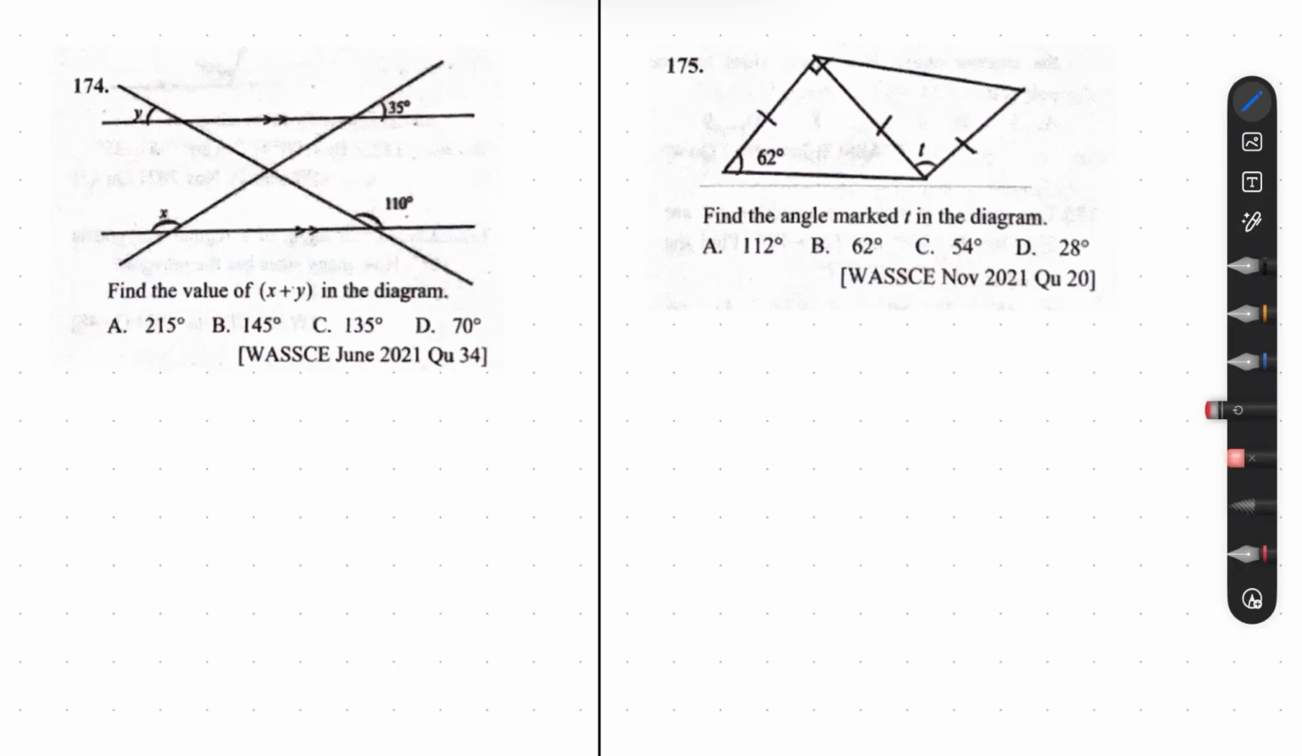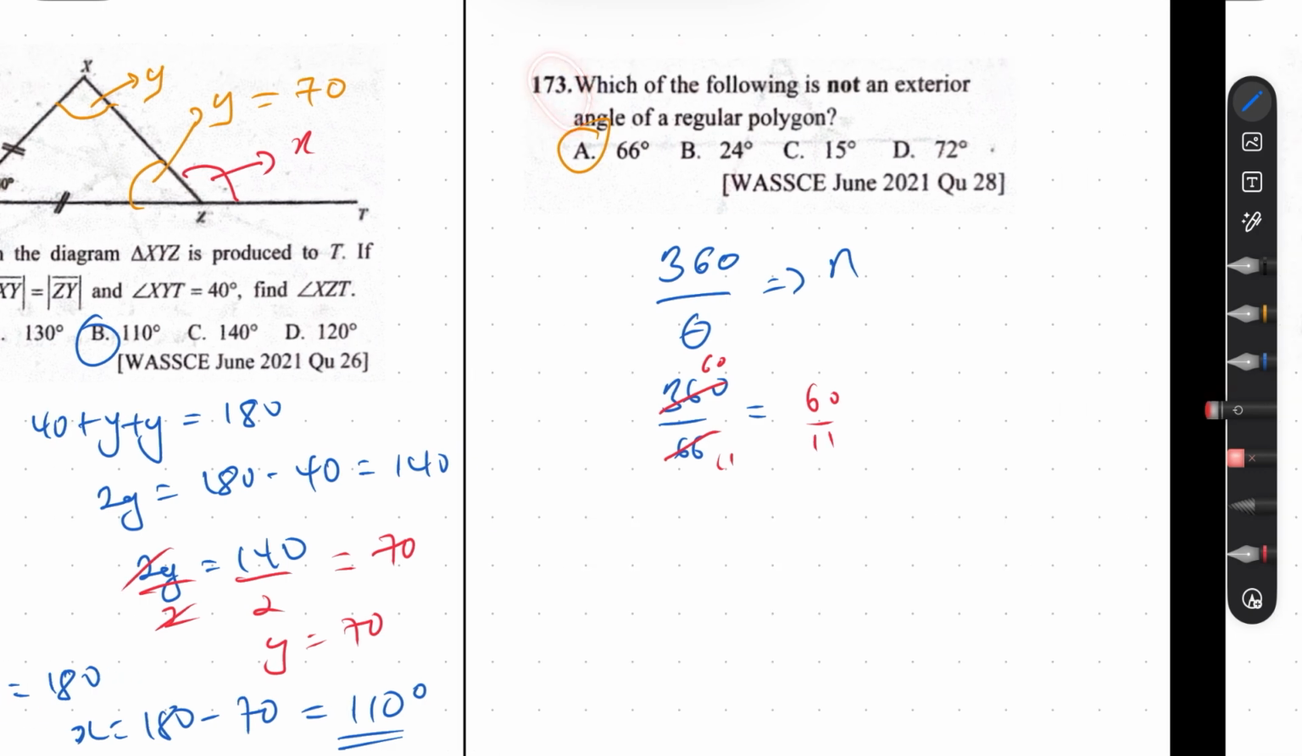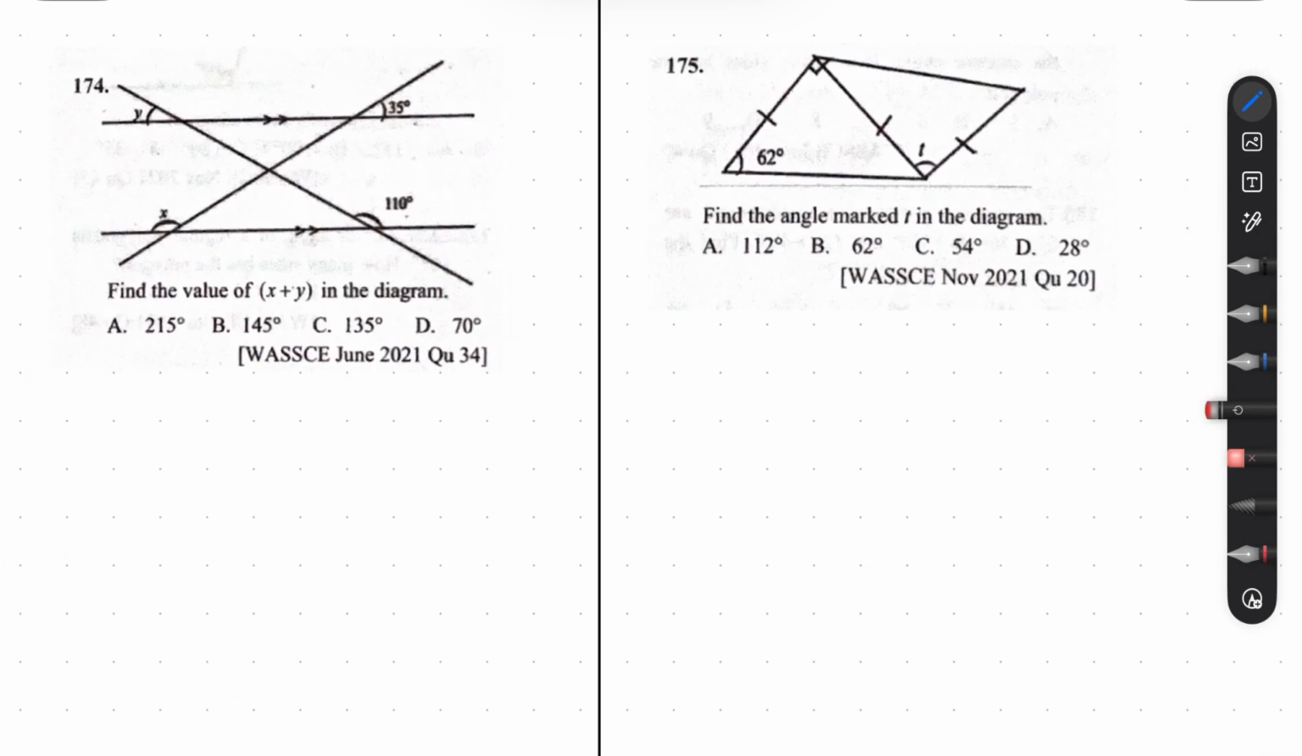In the previous session, we ended on question number 173. So in this session, we move on to question 174. Cool. The question says you should find the value of x plus y. So what we can do is we find the value of x and the value of y, then we add them together. Okay, cool. Now, how do you find x and how do you find y?